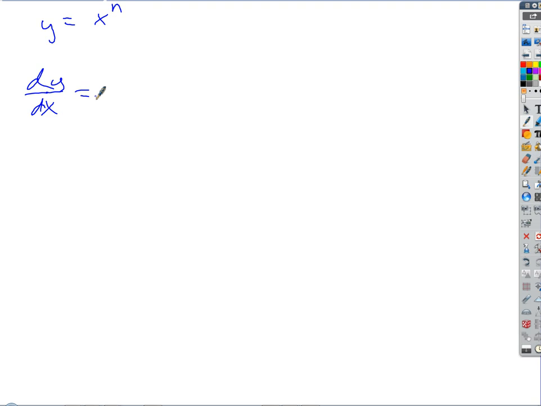Okay, so we got to go back to our basic limit definition of a derivative. We always start there, and then we'll apply that limit definition to this type of function. Okay, so what is that again? This is one you guys all know. The derivative f prime of x, or dy dx, is the limit as delta x goes to 0 of f of x plus delta x minus f of x over delta x.